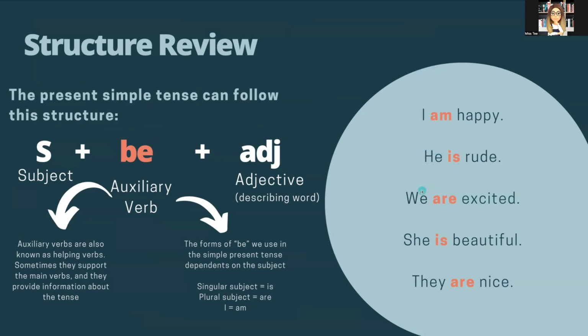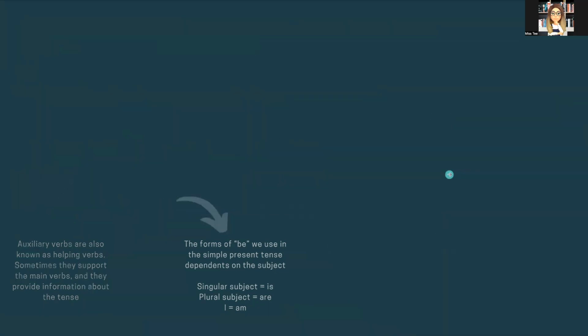Let's look at some of these examples. I am happy. He is rude. We are excited. She is beautiful. They are nice. So we always have it right in the middle. And yes, the form changes. You'll never have the word be. You'll have it in these various forms that depend on the subject.